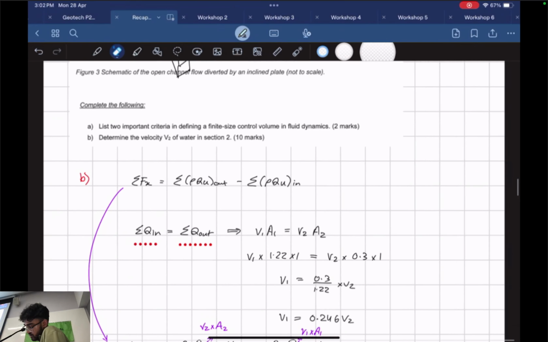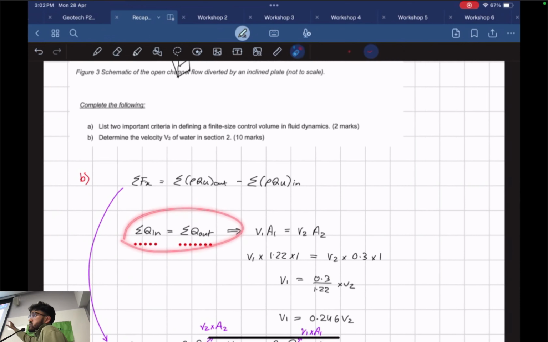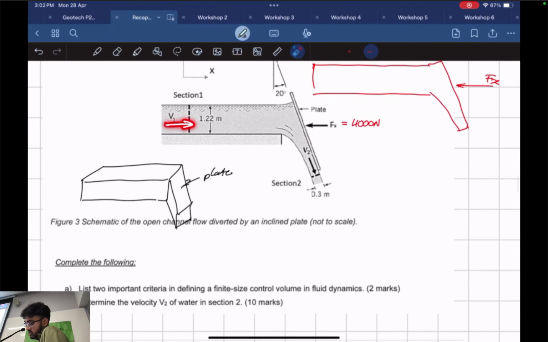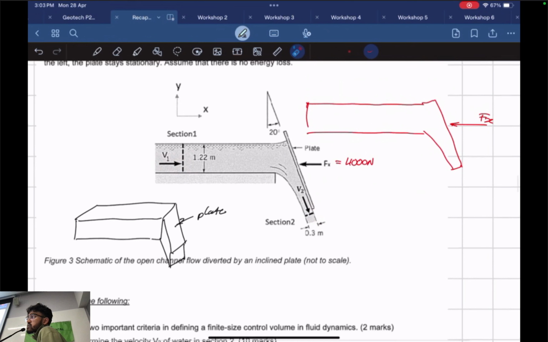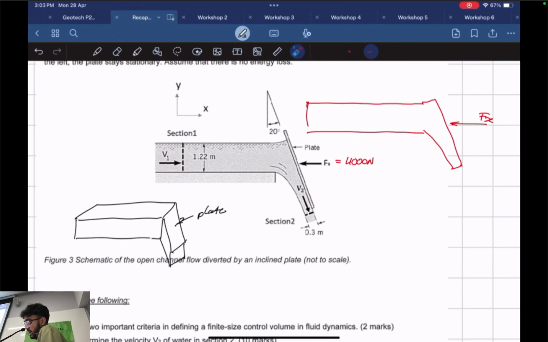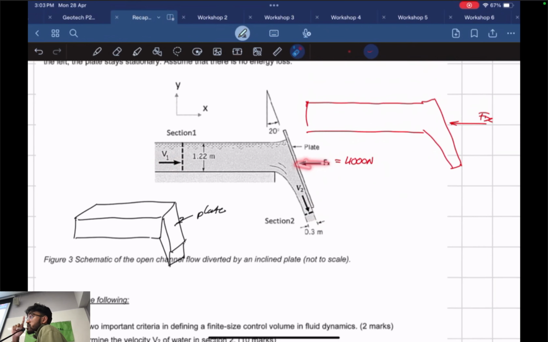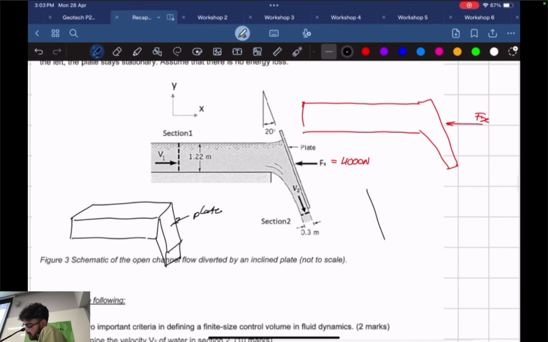In this case, when we're looking at continuity, we don't have to care about the angle. All we're caring about is the velocity going in and the flow going out. However, when we're looking at forces, this is something I completely missed. We're going to have to take a look at the angle that the forces are acting, or the velocity at least. So if this is V2, we have an angle of 20 degrees.